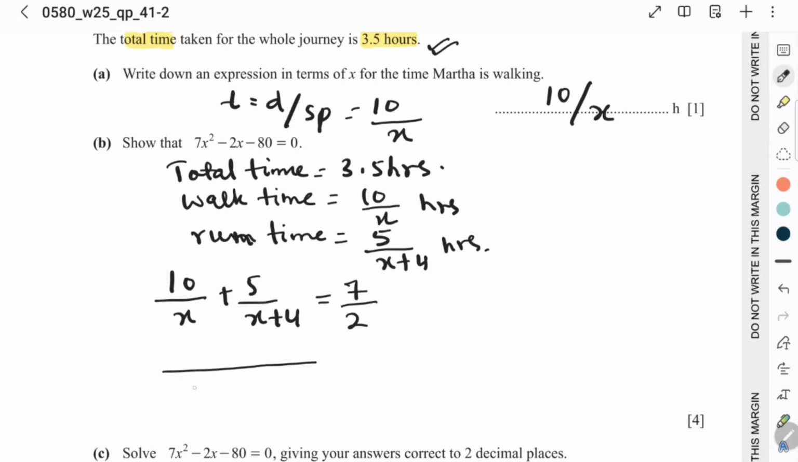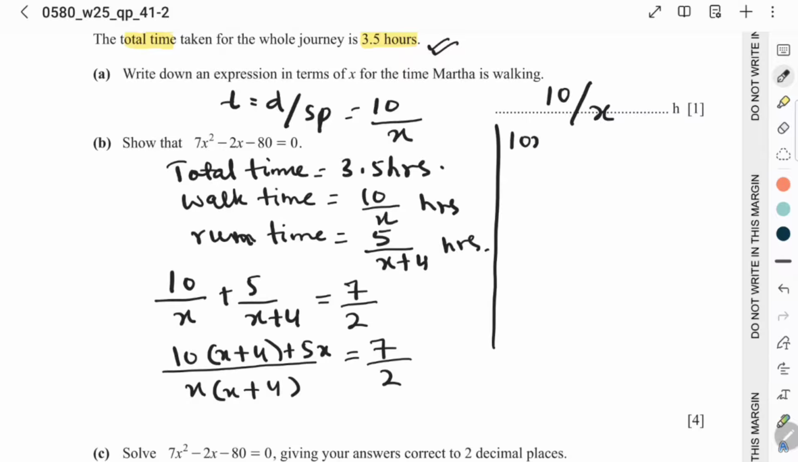So x into x plus 4 is the common denominator, and the numerator is 10 times x plus 4, and 5 times x, equals 7 upon 2. Simplify this and then cross multiply. That will be 10x plus 10 fours are 40 plus 5x upon x squared plus 4x equals 7 upon 2. Now 10x plus 5x will become 15x, and then 40 is with it.